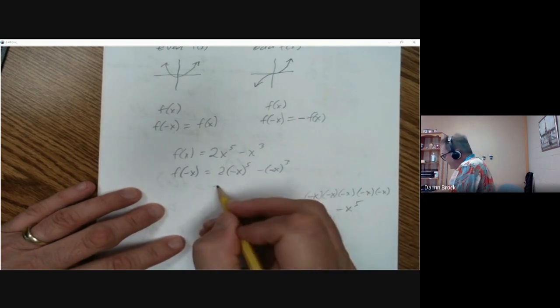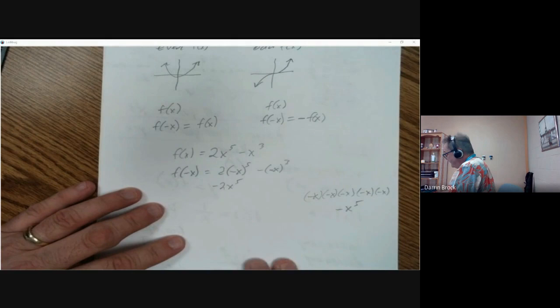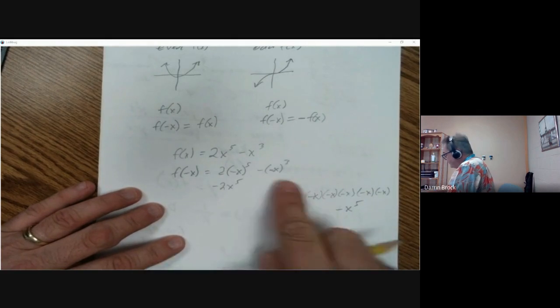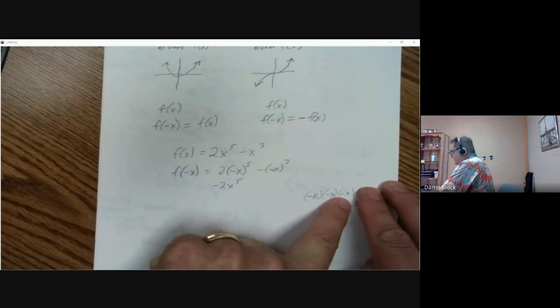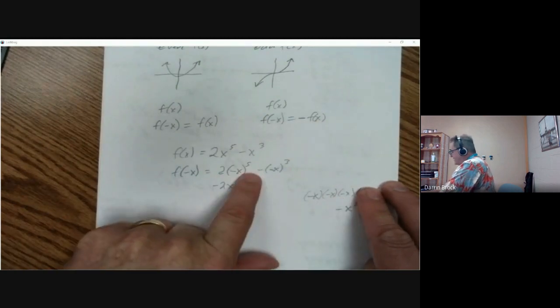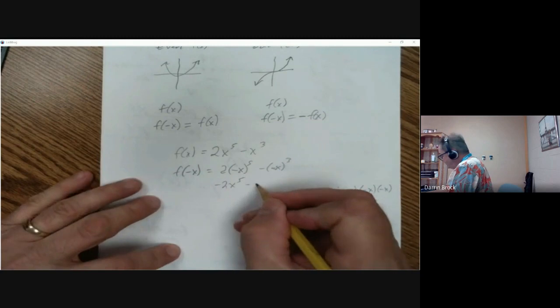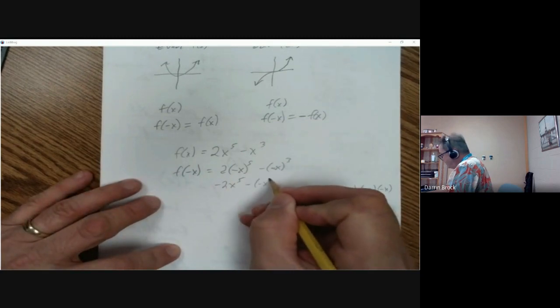So it would be negative 2x to the fifth, negative x to the third. So negative times negative is a positive x squared, negative x to the third. So minus a negative, minus negative x to the third.